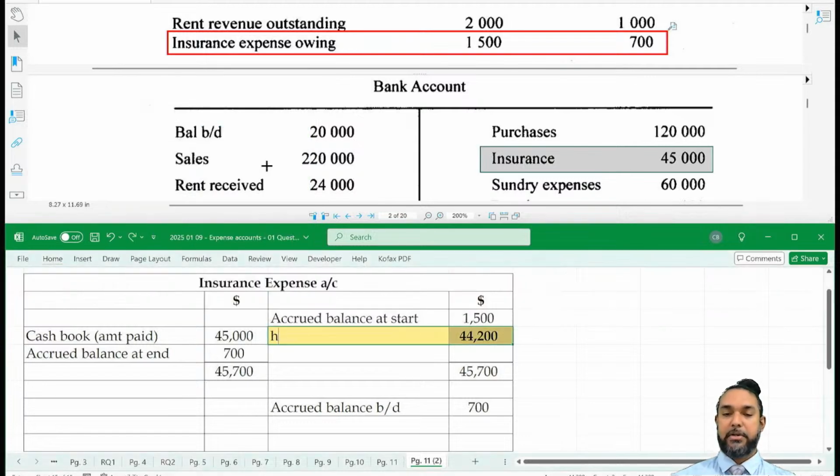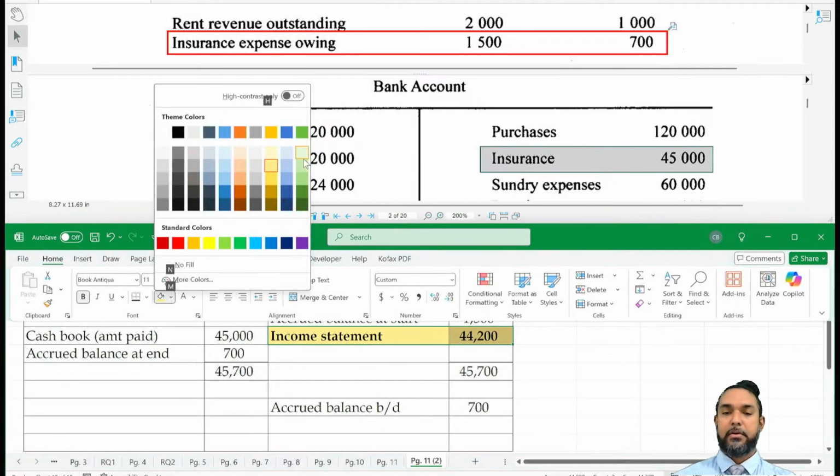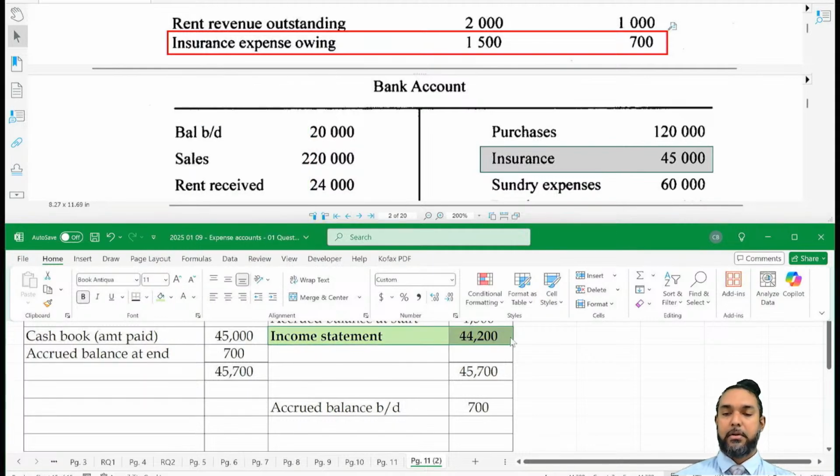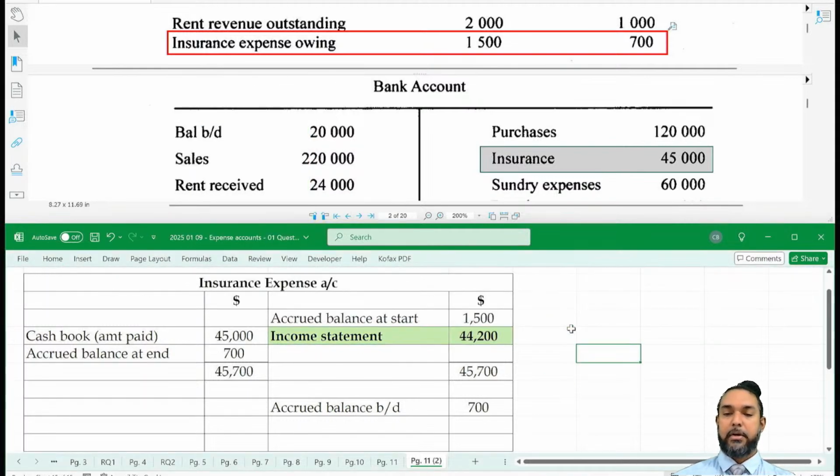44,200. Actually, no, can't use that color. My bad. And that's how we find the income statement figure in respect of an expense. So in this case, specifically, insurance expense.